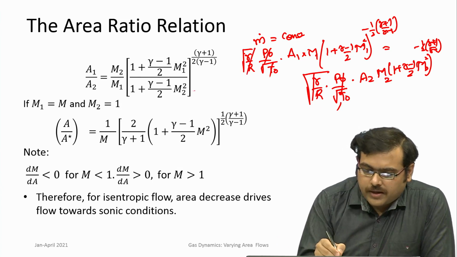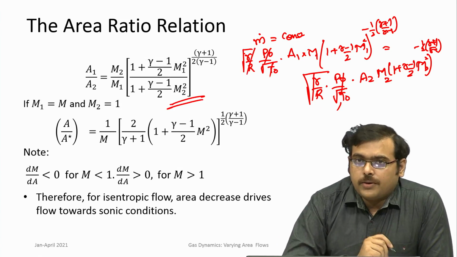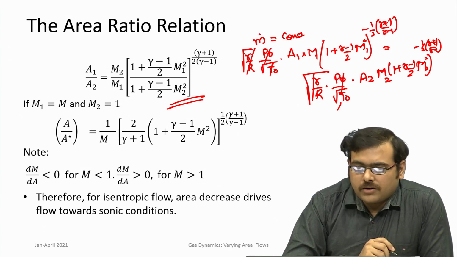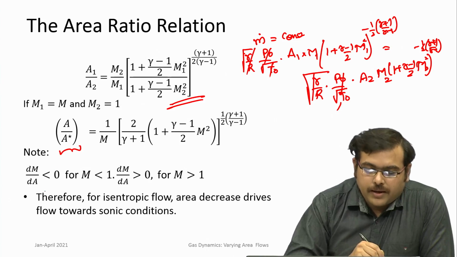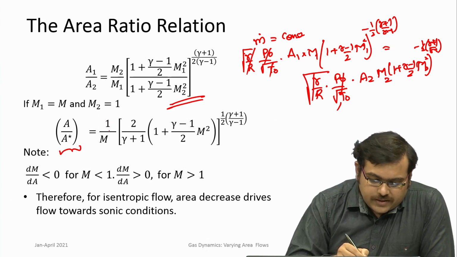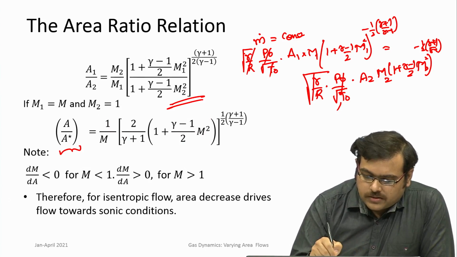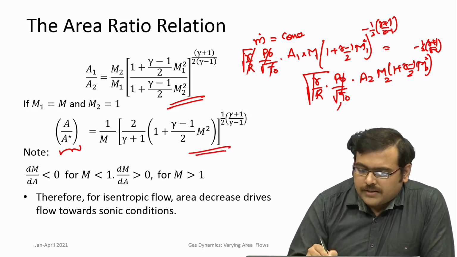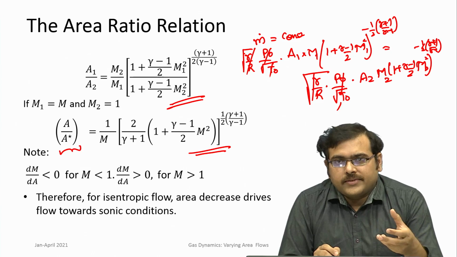You can get A1 by A2, the expression is over here, and a particular reference area that we discussed even last time is when Mach number goes to 1. So M1 is 1 and M2 is equal to 1. That particular area ratio is A by A star, and A by A star is 1 by M multiplied by (2 by (gamma plus 1)) times (1 plus (gamma minus 1) by 2 M square), whole power half (gamma plus 1) by (gamma minus 1). This was derived, same principles expressed in different ways.